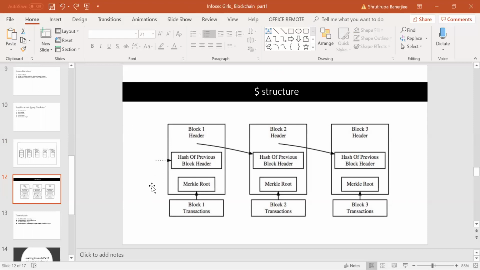The block contains some important information, like if you have made a transaction, then the transaction ID you might be having, you might be having the timestamp. You need to maintain at what time the transaction was made. You might need to have the address, the public address. You might need to have the nonce. We'll be talking about what nonce is. Don't worry.